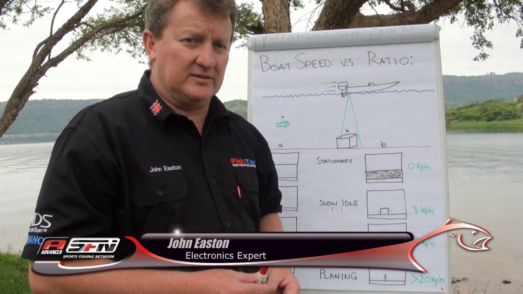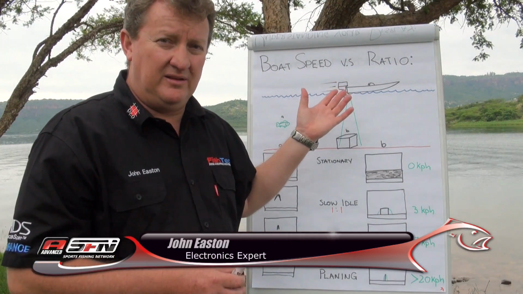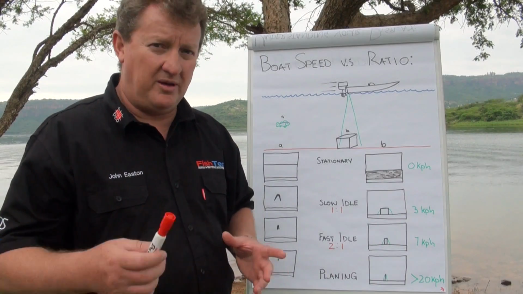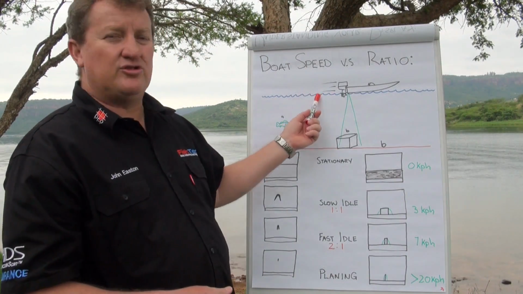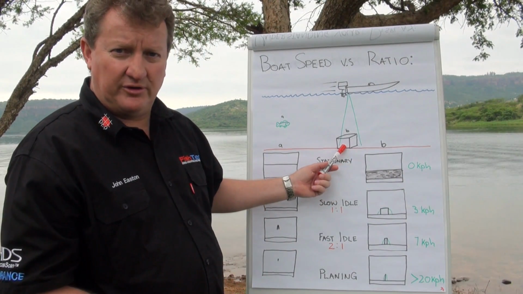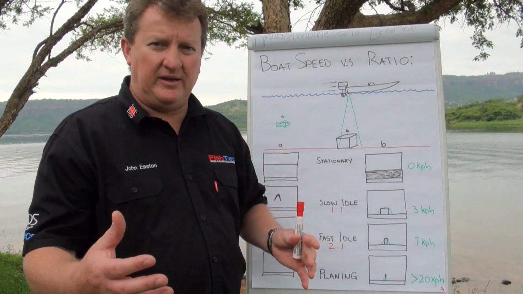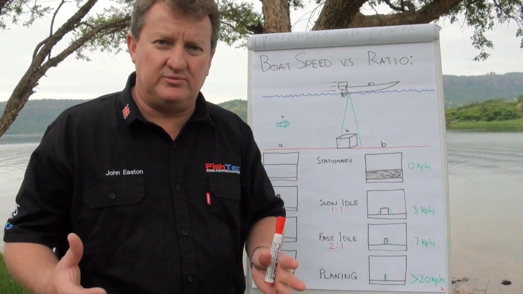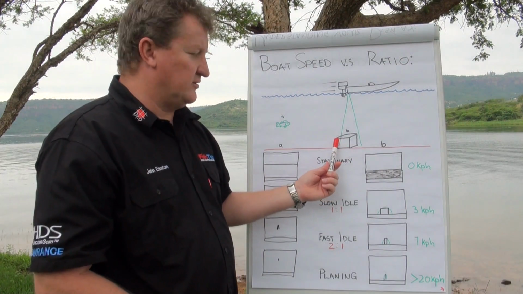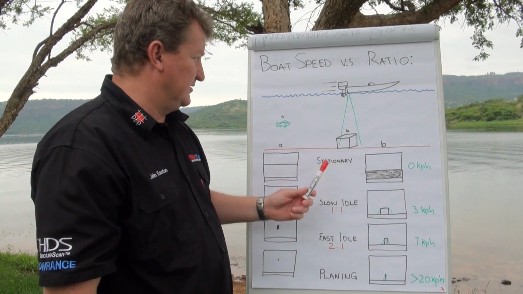Today we're talking about the boat speed versus ratio of what we're looking at on the bottom. What I mean by this is, if you're driving along above your object on the bottom, what would this object look like at various speeds? We've got a fish and we've got, once again, the square box.